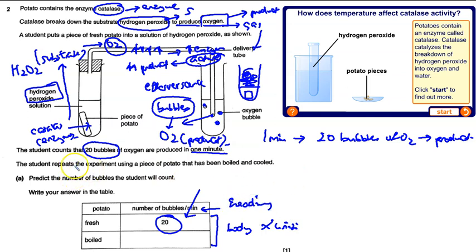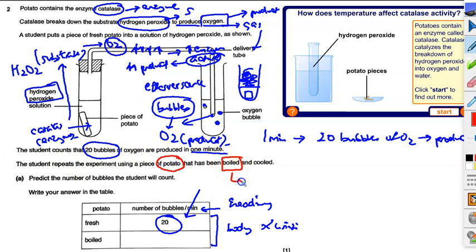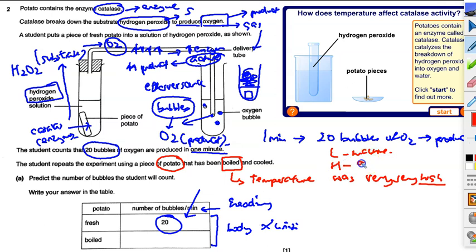Now, this is what the student did with the fresh piece of potato. Now the student repeated the experiment again, and this time the student repeated the experiment using a piece of potato that was boiled. That means temperature was very, very high. Now remember in your notes, when the temperature is low, it is inactive. When the temperature is extremely high, your enzyme will become denatured.